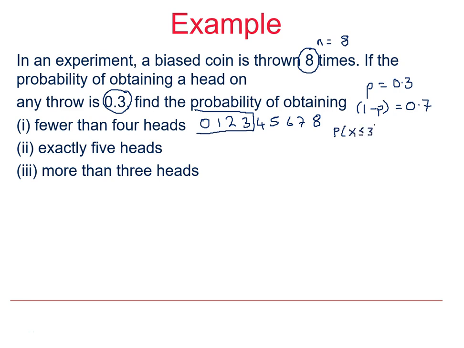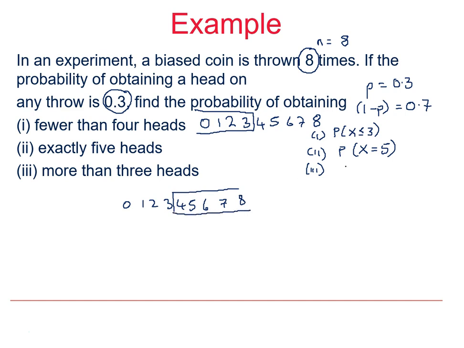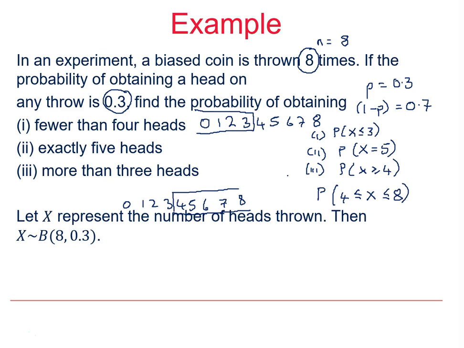So it's just a good idea to spend a moment making sure you're getting that right. The second part of the question is asking us for the probability of getting exactly 5 heads, and the third part of the question, again, just think about your number line, and this time we've been asked to find the probability of getting more than 3. So that's going to be the probability of getting 4 or more, and that will be the probability, in fact, that x is between 4 and 8. So we have our random variable, and we know we can model it by a binomial distribution with n is 8 and p is 0.3. And it's worthwhile writing down this sentence before you start doing any sort of question.